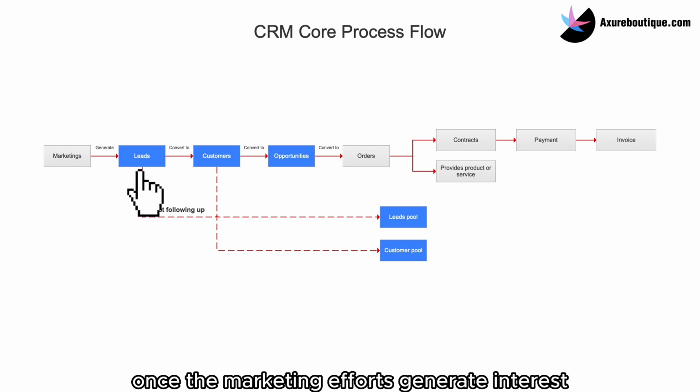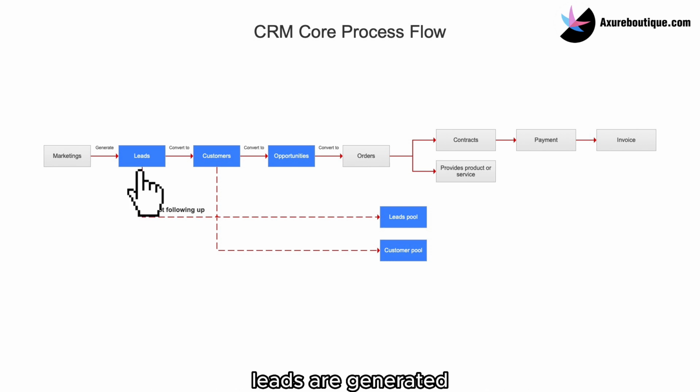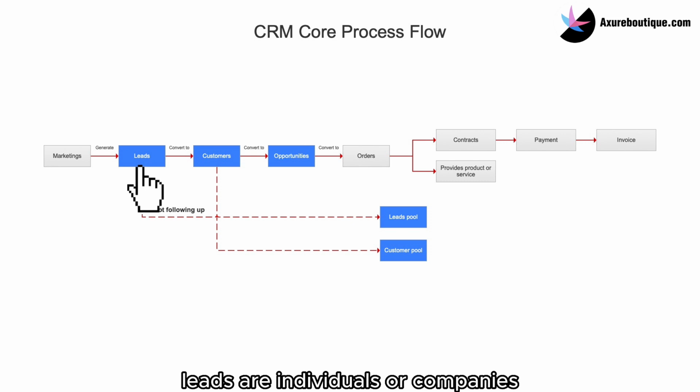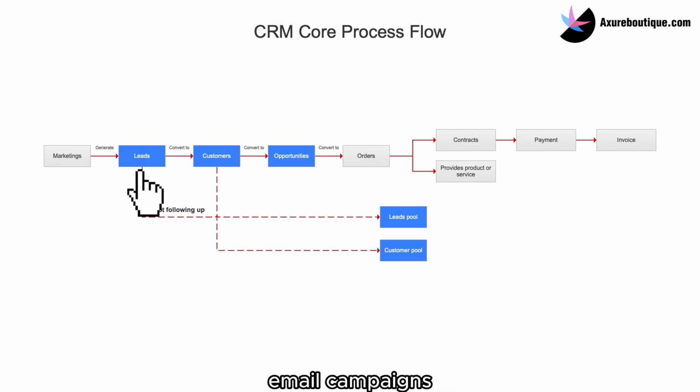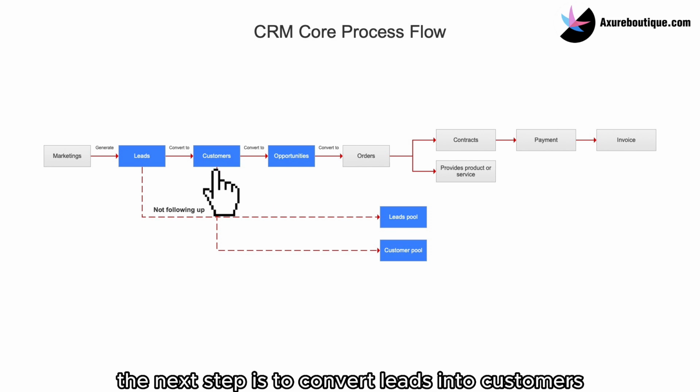Leads: once the marketing efforts generate interest, leads are generated. Leads are individuals or companies who have shown interest in the products or services offered. These leads can be obtained through various channels such as website forms, email campaigns, or events. Customers: the next step is to convert leads into customers.